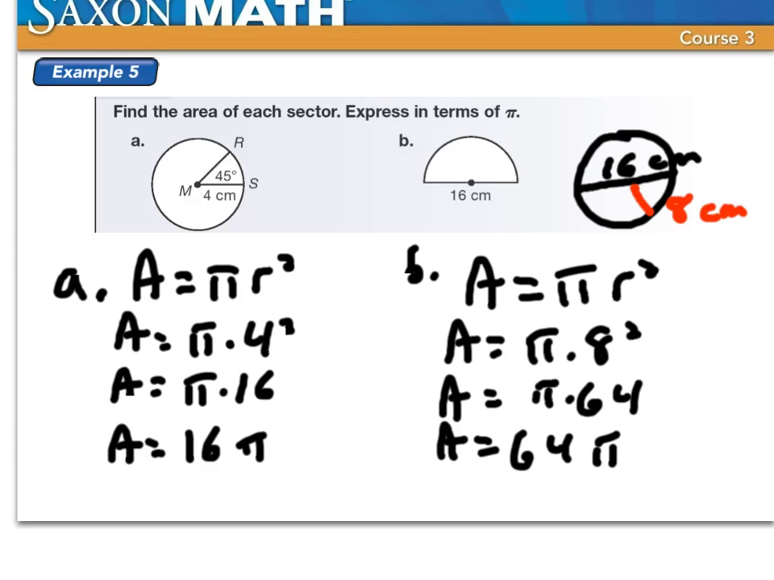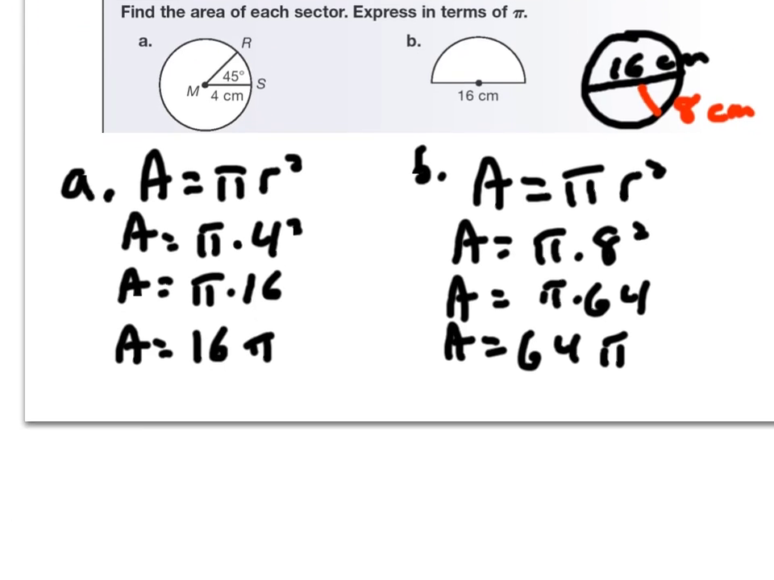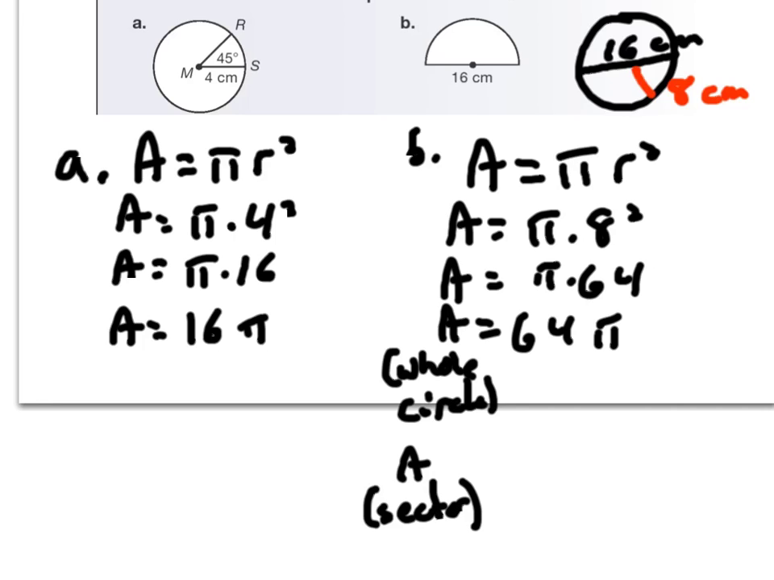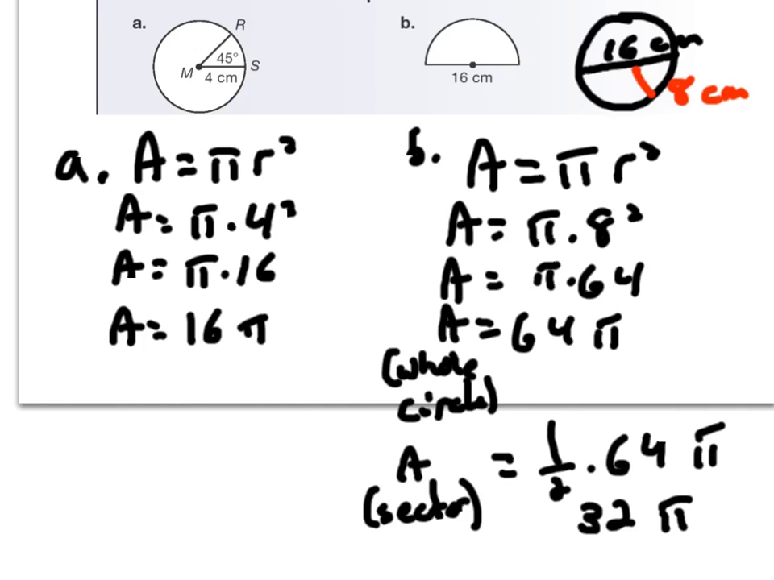So again, we look at this answer. This was the area of our whole circle. So the area of the sector is going to be half of 64 pi. Well, half of 64 is 32. So it's just 32 pi. Okay? Oh, and we need to make sure we put centimeters here.